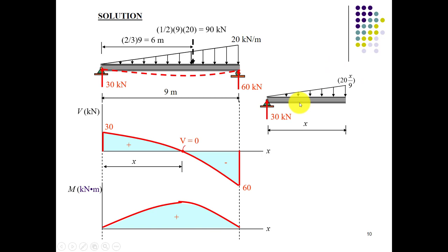Then what you will do is find the value of x where the shear is zero. So you will draw the internal forces, which are shear and moment in this case, because it's a beam and there is no horizontal force acting upon it, so there is no normal force as well. So V equals zero from this section coming upward. So the moment, you have to calculate the moment.